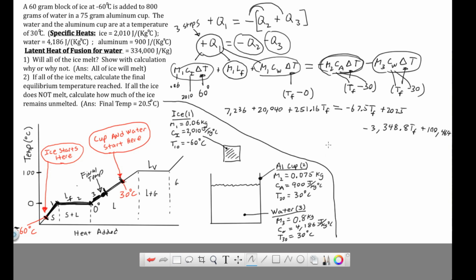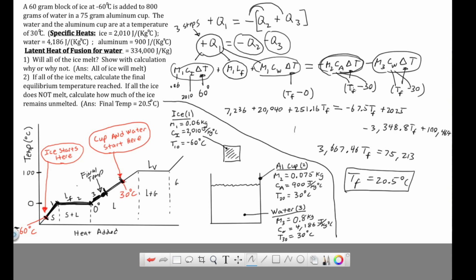Okay, so then simplifying again, you take all of that, simplify it, you're going to get 3,667.46 TF equals 75,213. And solving that for TF gives an answer of 20.5 degrees Celsius.